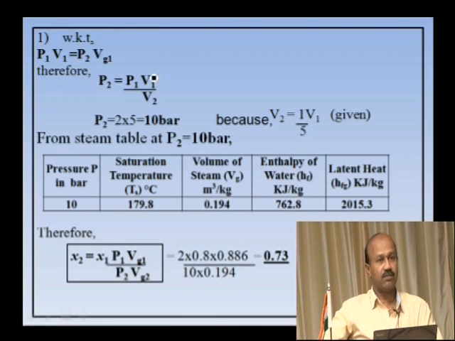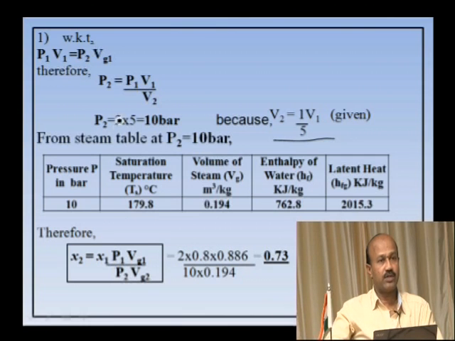V1 is V1. You observe in the problem data that the final volume V2 is 1/5 of the initial volume. So in place of V2 you substitute 1/5 of V1. Then phi will go up because the denominator is 1 by 5, and V1 gets cancelled. We are left with P2 is equal to P1 into 5.